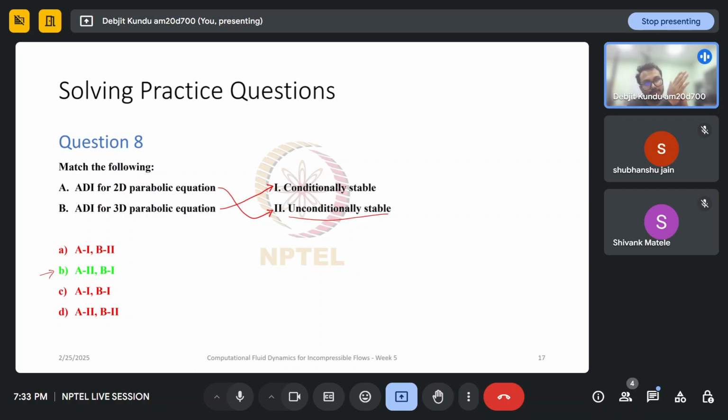So as we go from one dimension to two dimensions, things are the same. But as we move to the third dimension and do alternating direction implicit, then it stops being unconditionally stable and there's a condition of stability which arises. Okay. Any questions on this?